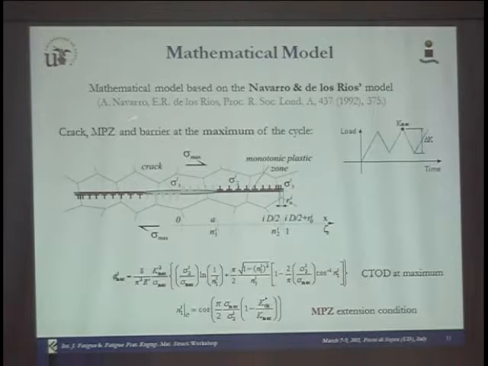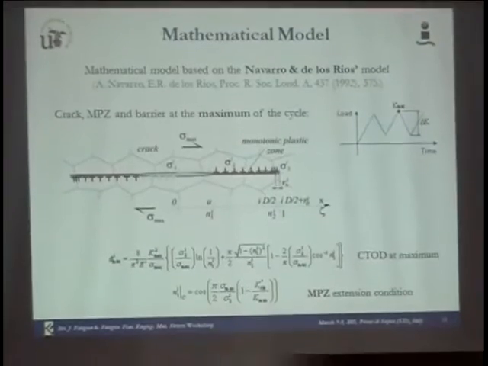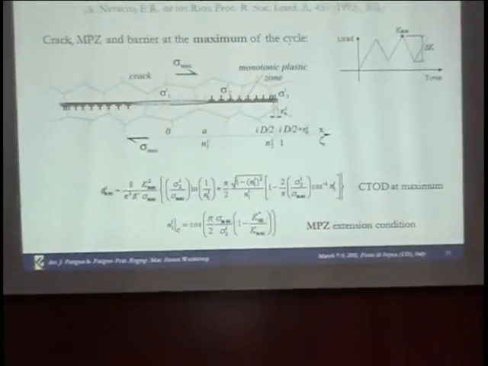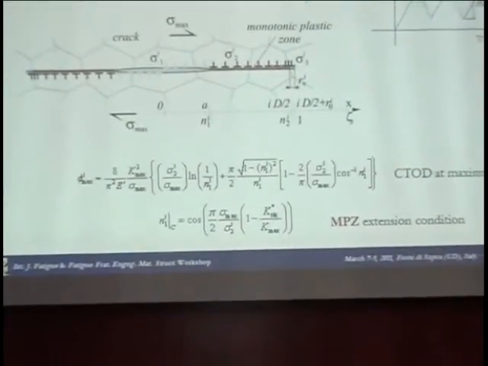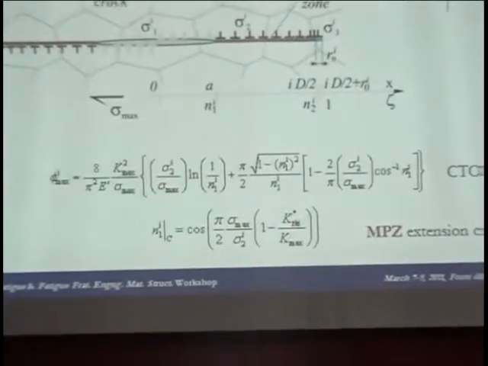In this case, we can model the maximum of the applied cycle, and we can obtain the CTOD at that point, and we can also obtain the condition for the extension of the monotonic plastic zone. And we assume that that is controlled by a certain static threshold, which depends on the crack length.